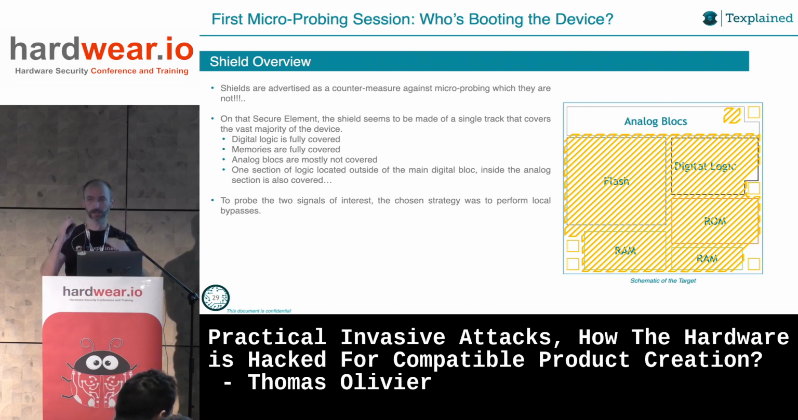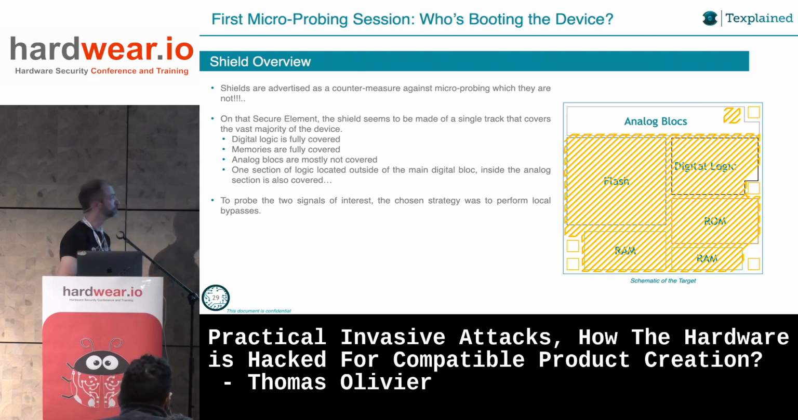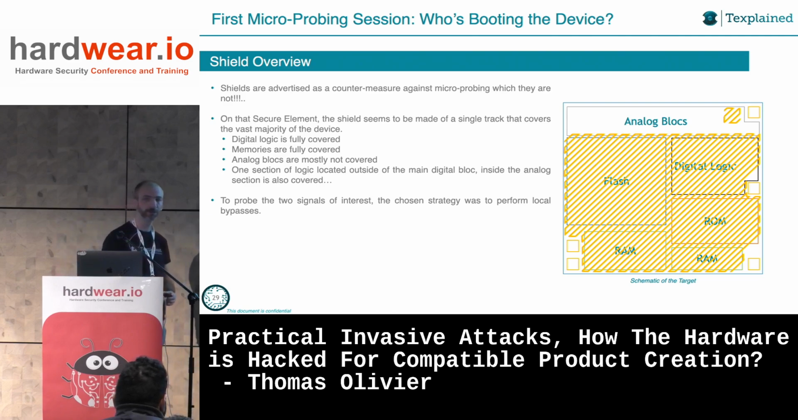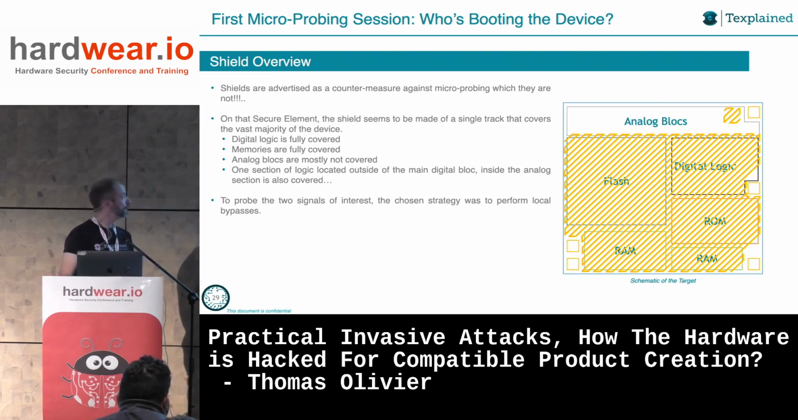And one bit of the flash, and see who starts first. Okay? So simple enough. Problem: there is a shield on top of the chip, and we need to go through it if we want to reach the signals of interest, right? So to do this, what we have decided to do is called the local bypass strategy, right?